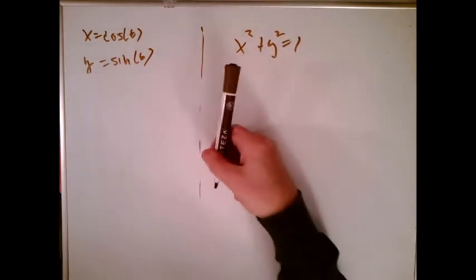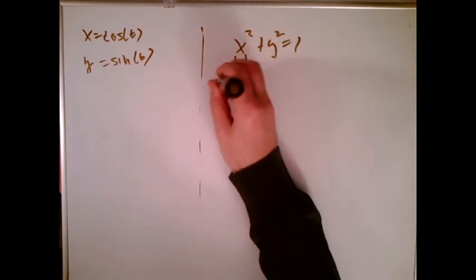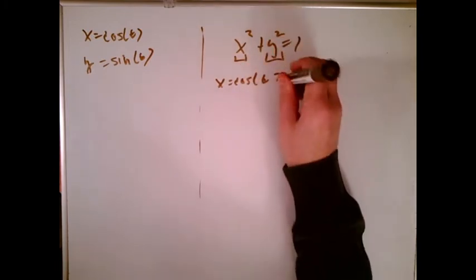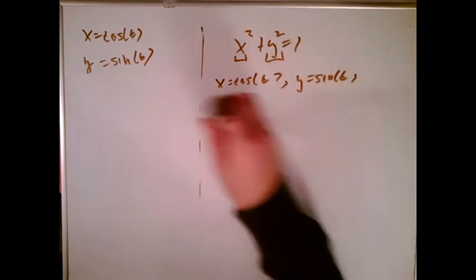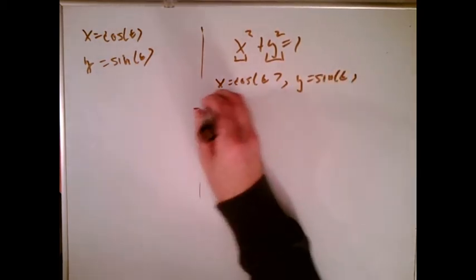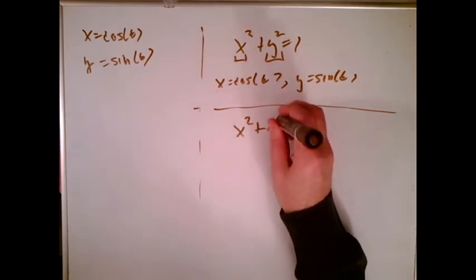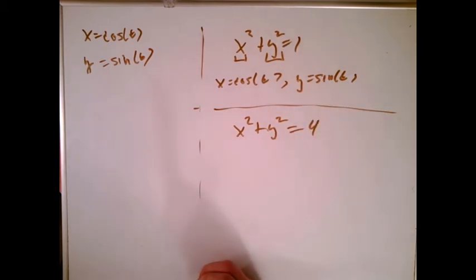When we see something squared plus something squared equals 1, what we're usually going to want to do is let that first something be cosine, the second something be sine, and we'll find ourselves writing down the parametric equations that we want. If I want to start with a circle of a different radius, say 2, I'm going to write down algebraically x squared plus y squared equals 4.